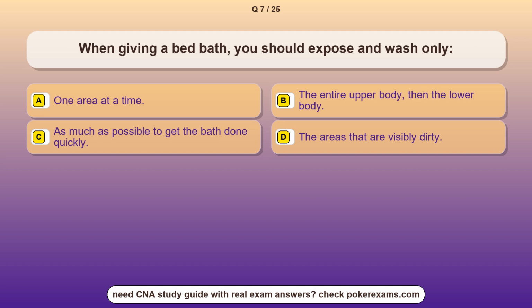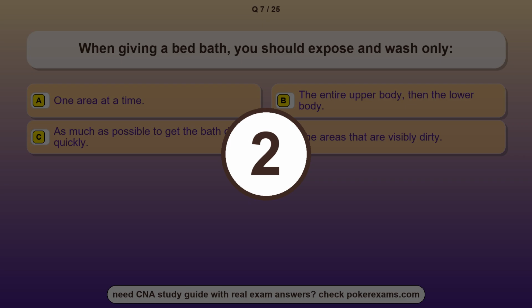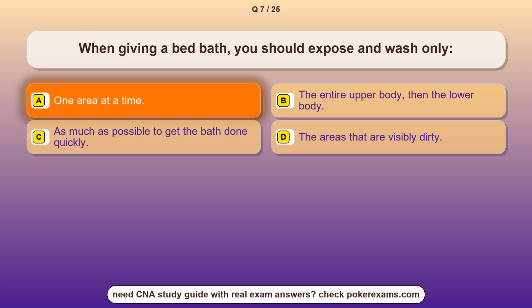Question 7. When giving a bed bath, you should expose and wash only: Option A, one area at a time. Option B, the entire upper body, then the lower body. Option C, as much as possible to get the bath done quickly. Option D, the areas that are visibly dirty. The correct answer is option A, one area at a time.